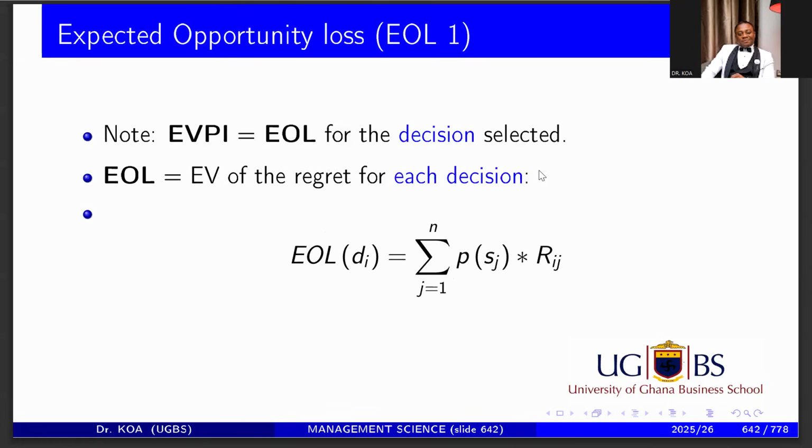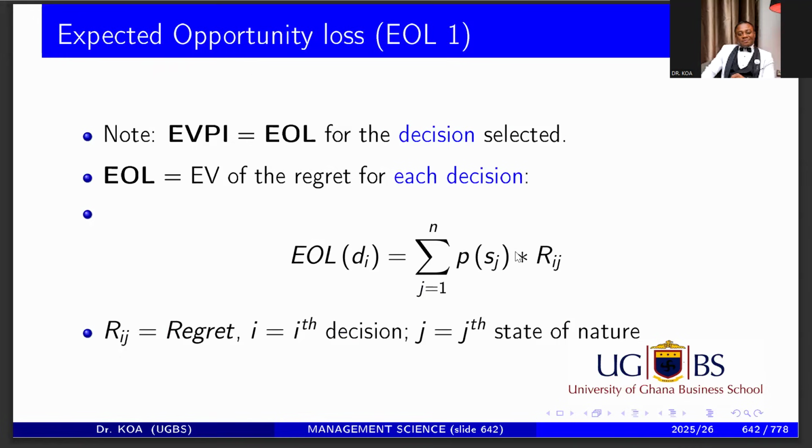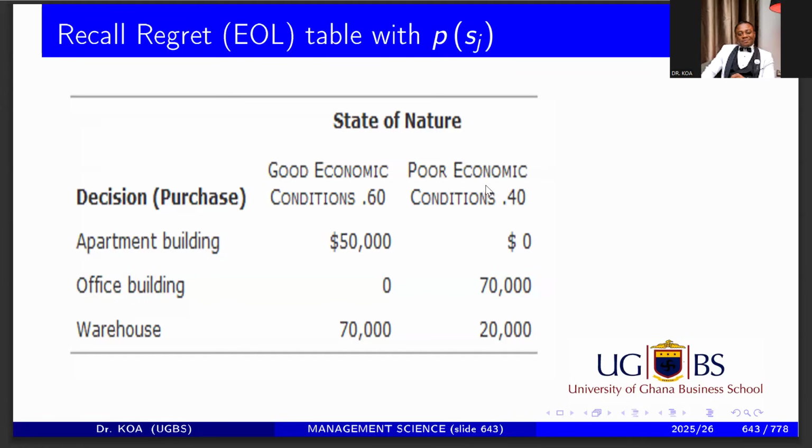But now we have the expected opportunity loss. So it's not a value, it's a cost, it's a loss. And this is not using the payoff. It's the same thing as the previous, but it's using the regret table. So you take each probability of the state of nature, multiply it by the regret value, and then you calculate it for each of the DI. To be able to do this, you need to remember your regret values. Okay, so these are the regrets.